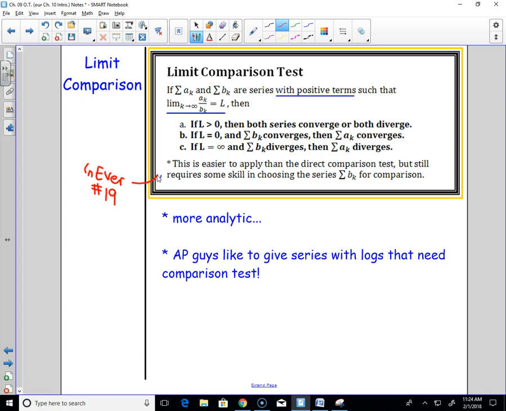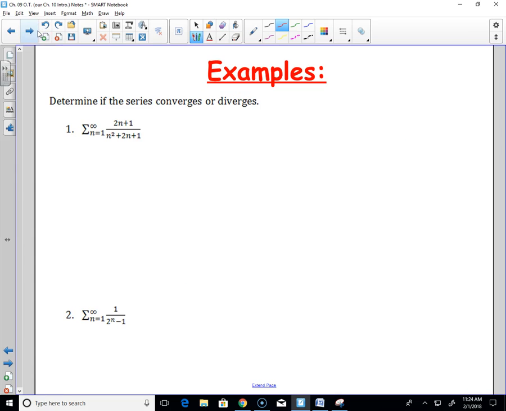You guys like a quick note about the AP? Yeah. Logs? LNs, logs, either way, logarithms? This is a good test for them. Here we go. Let's play.